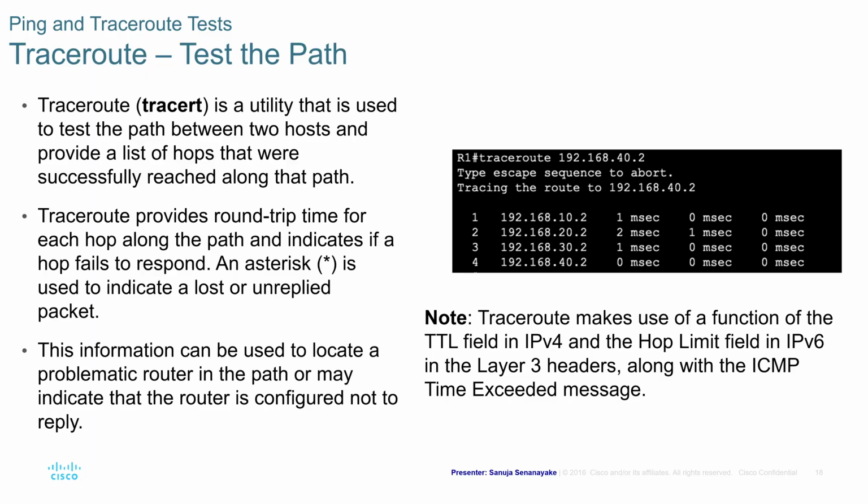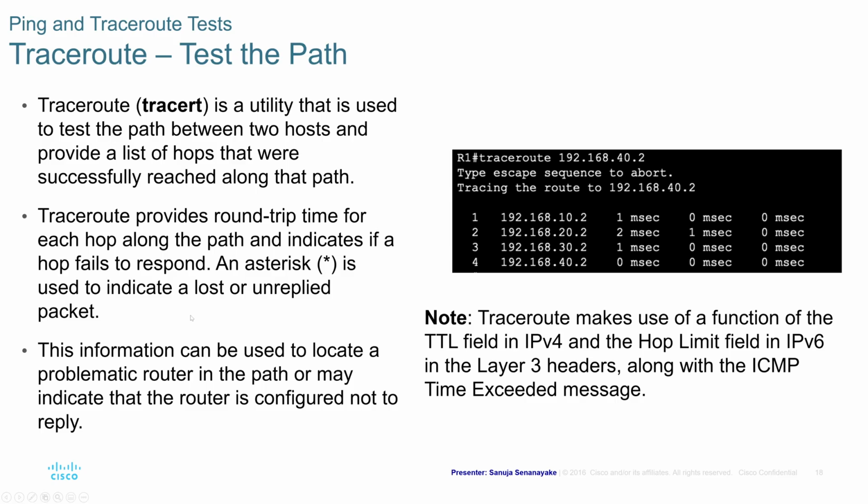Traceroute. The traceroute basically tests the path. Traceroute is a utility that is used to test the path between two hosts and provide a list of hops that were successfully reached along that path. So what that basically means is, in this case, we are doing traceroute to 192.168.40.2. The message is sent out across multiple hops, and each hop that it goes through gets listed with the traceroute command. Traceroute provides round trip time for each hop along the path and indicates if a hop fails to respond. An asterisk, which is a star-like symbol, is used to indicate a lost or unreplied packet.